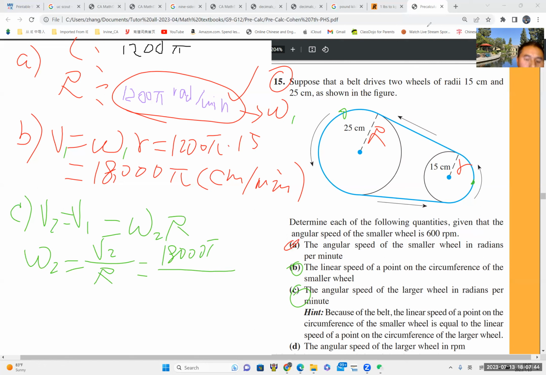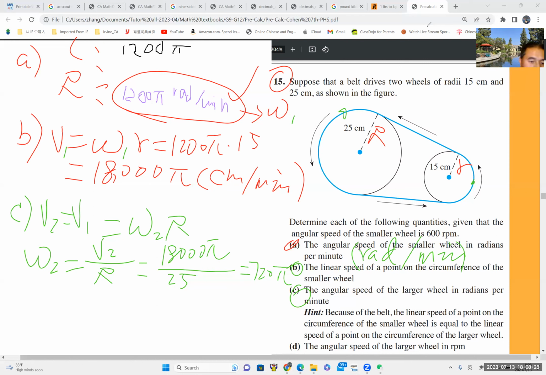So over 25. So this should equal to, yeah, the unit is radians per minute. The linear speed. Oh, hold on. In radians, yeah, in radians.